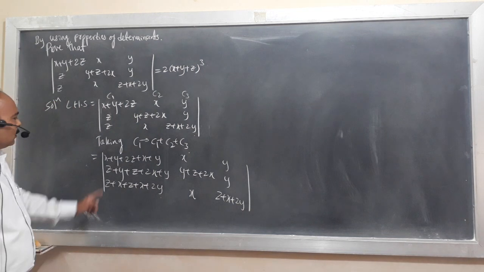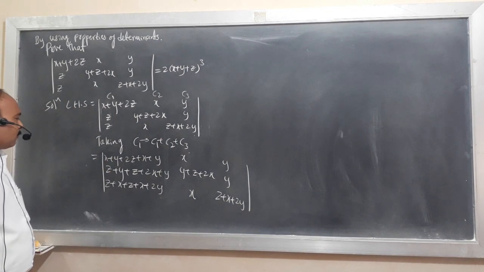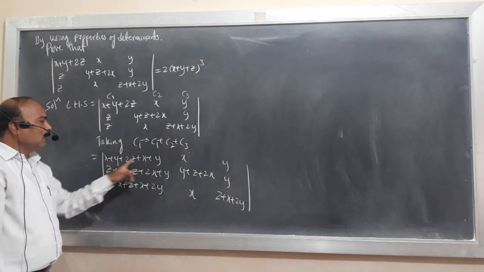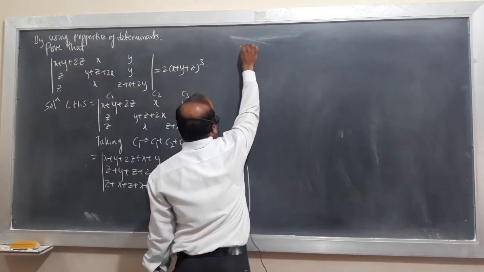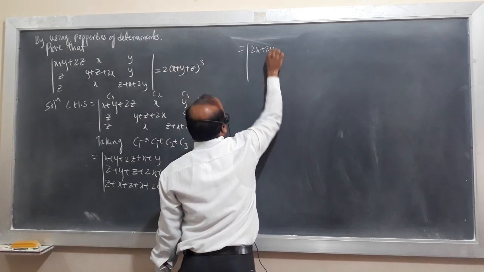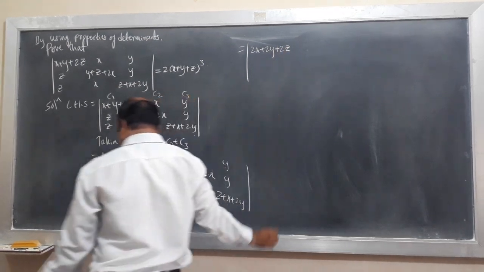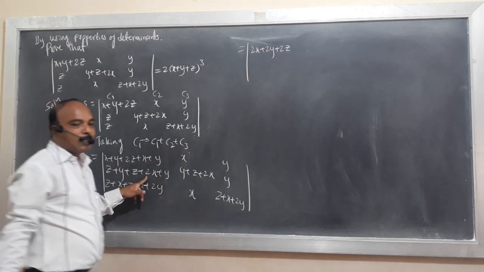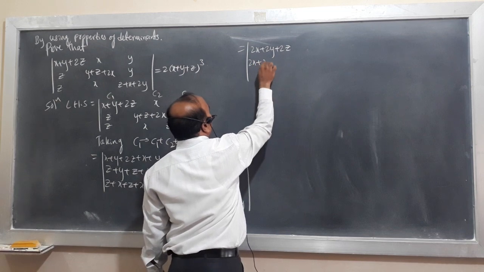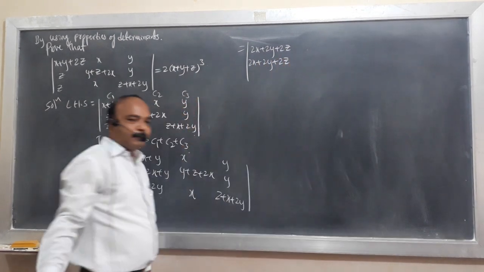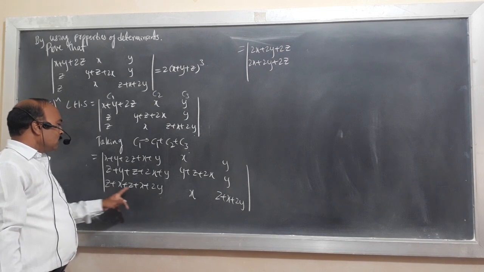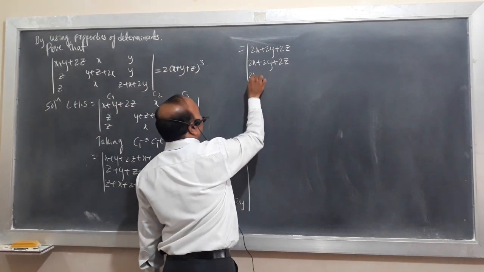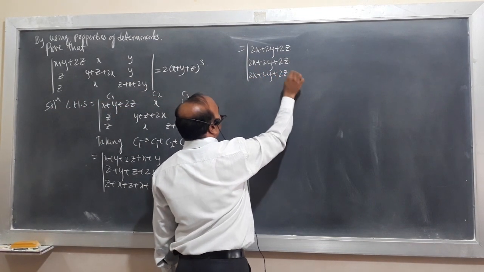Now we are changing only the first column. After simplifying this, you add x with x, 2x, y with y, 2y, and 2z. Now we get 2x plus 2y plus 2z. Similarly, here z plus z is 2z, y plus y is 2y, and it is 2x. Here also we get 2x plus 2y plus 2z. In the third element, here also z plus z is 2z, x plus x is 2x, and it is 2y. Here also we get 2x plus 2y plus 2z.